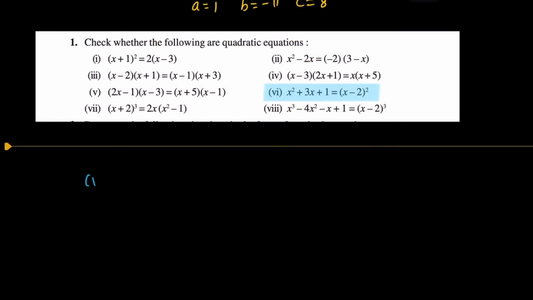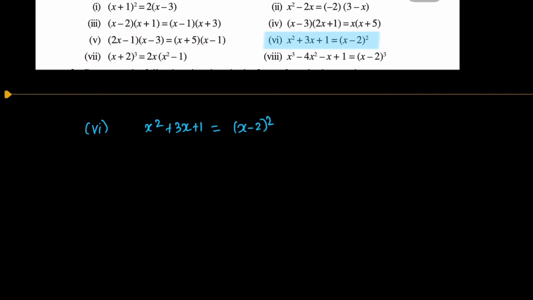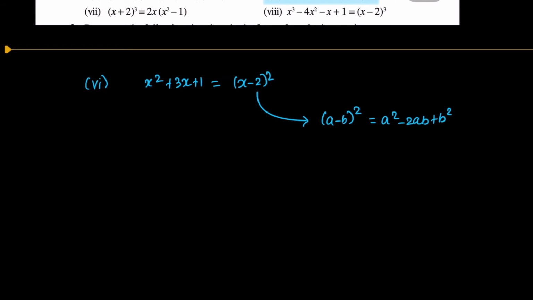Question number 6. x square plus 3x plus 1 is equal to (x minus 2) the whole square. So for this format, you just compare with the (a minus b) the whole squared formula: a square minus 2ab plus b square. Just expand. So x square plus 3x plus 1 is equal to, the position of a is x and b is minus 2. Sorry, b is 2. So x square minus 4x, then b square is 4.